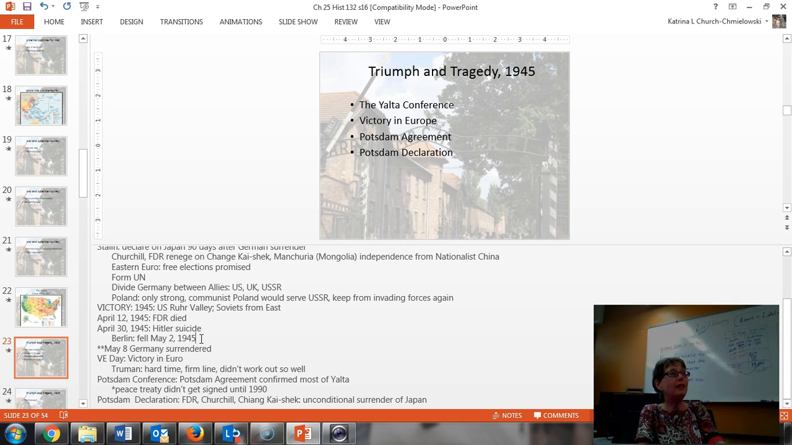Right? So VE Day, Victory in Europe Day. Truman, okay? Truman is now the president because FDR had died in office. So he inherits this. You've got the Potsdam Conference where it confirmed most of Yalta, but that peace treaty actually didn't get signed until 1990. Right? And so the Potsdam Declaration, FDR, Churchill, and Chiang Kai-shek called for the unconditional surrender of Japan.